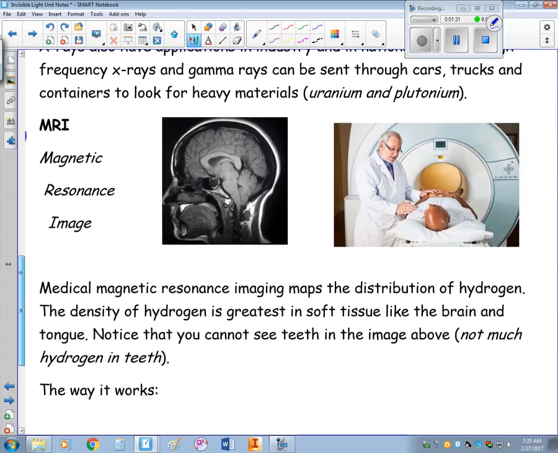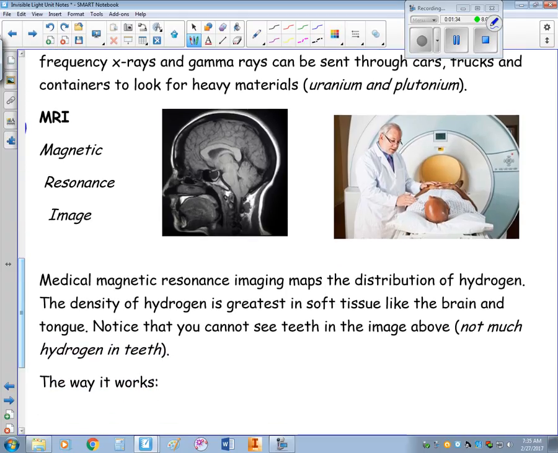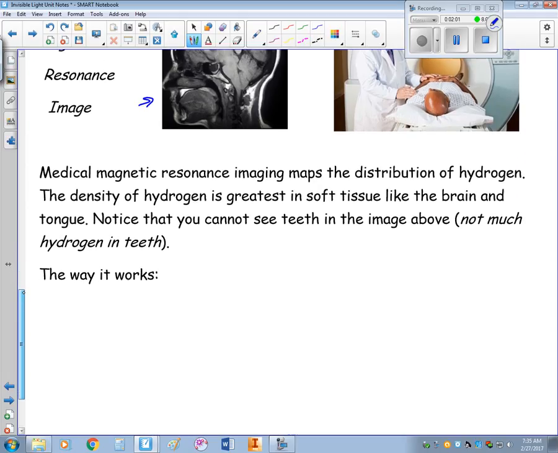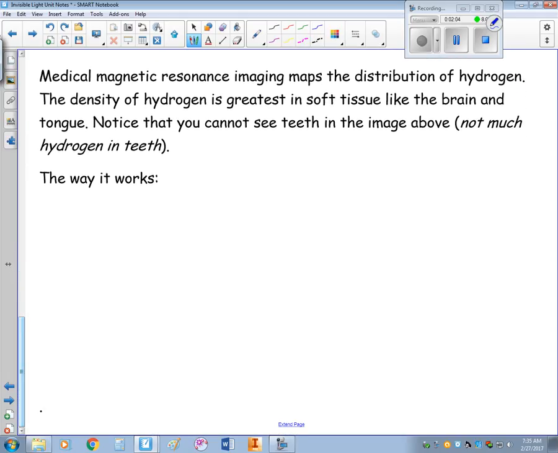This is a magnetic resonance image. Medical magnetic resonance imaging maps the distribution of hydrogen. The density of hydrogen is greatest in soft tissues like the brain and tongue. So notice that you cannot see teeth in the images above. This image right here is an MRI image. You can't really see teeth in that because there's not a lot of hydrogen in your teeth, but there's a lot of hydrogen in some soft tissues.